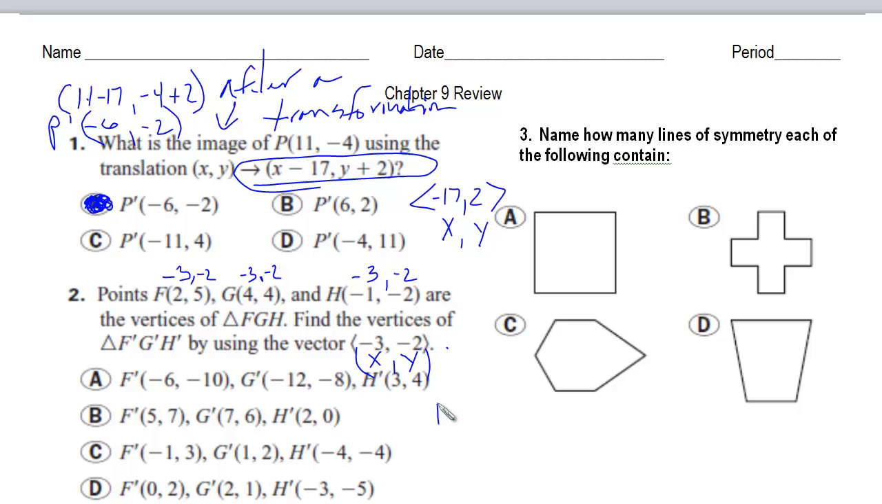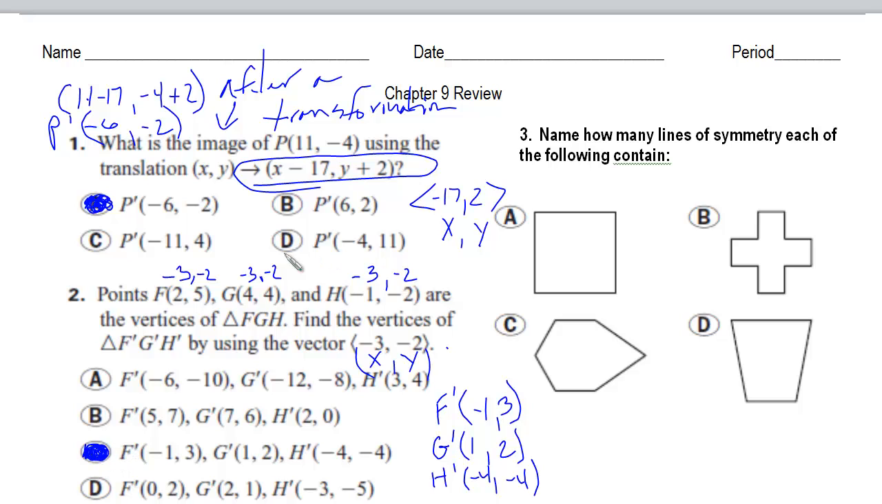So if I write these down, F prime then becomes 2 take away 3, so that's -1. 5 minus 2 is 3. G prime, 4 take away 3, and 4 take away 2. And H prime, -1, subtract 3. If you still struggle with your negative values and subtraction, go ahead and just put these in the calculator. And I have -1 take away 3 more is -4. And -2 take away 2 more, -4. And then I find the one that matches that, and that appears to be C.